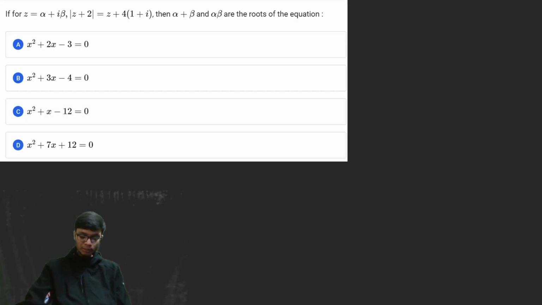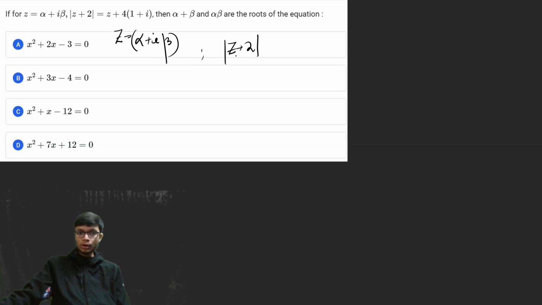Let us move to the next problem, and the next problem is again a fairly simple problem. Okay, but still I took this particular problem. This problem says that there is a complex number z equal to alpha plus beta times iota, and it is said that modulus of z plus 2 is equal to z plus 4 times of 1 plus iota. Again, it is for making you solve complex equations.